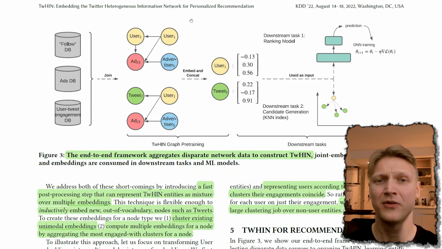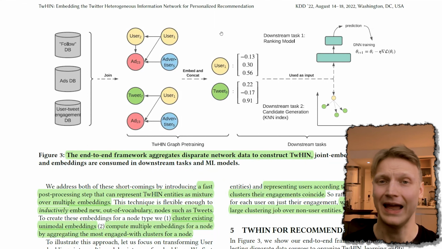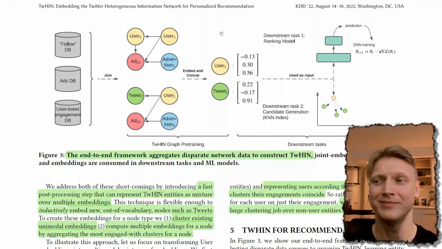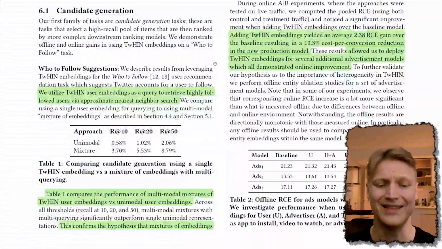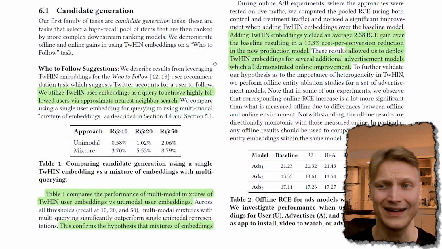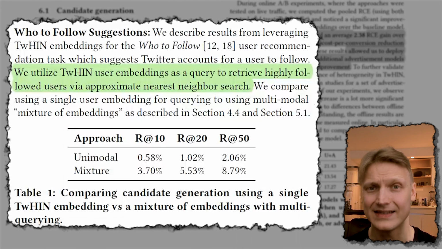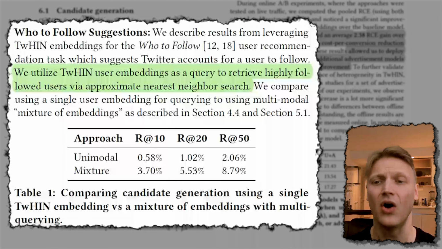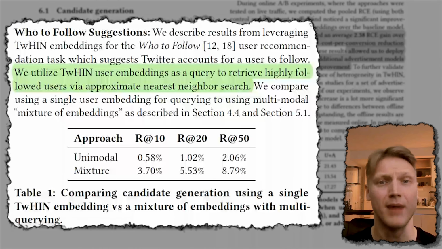They infer the embeddings thereafter, calculating multimodal embeddings for the matter, and then they use it for downstream tasks such as ranking and candidate generation. In the results that they've published for candidate generation tasks, they've received considerable gains and improvements in recall when using mixture of embeddings over the unimodal approach.